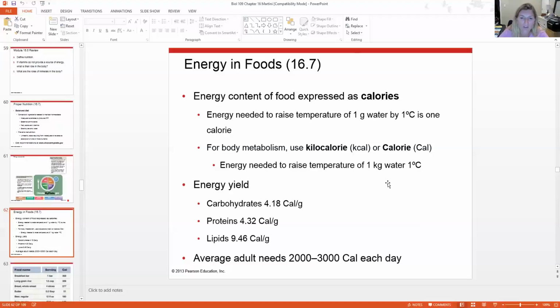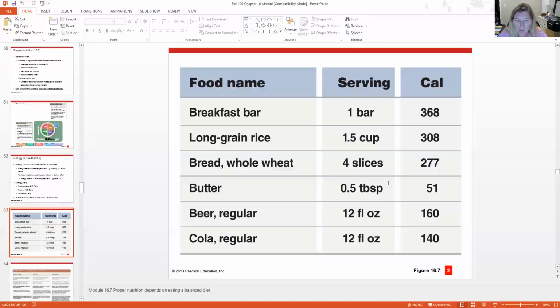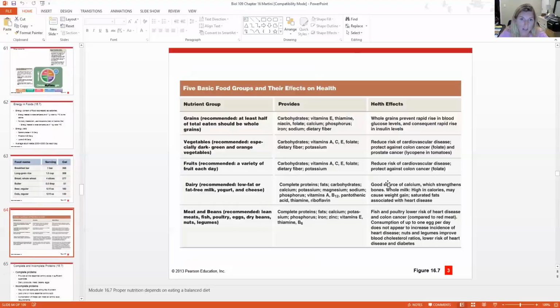The average adult needs 2,000 to 3,000 calories a day. I would say that's a little high. The average adult needs probably between 1,600 and 2,500 calories a day, depending on activity level. Just looking at some overall foods and their calorie ranges. Most carbohydrate foods are high in calories. Most protein foods are low in calories. And obviously fatty foods have high calorie content as well.